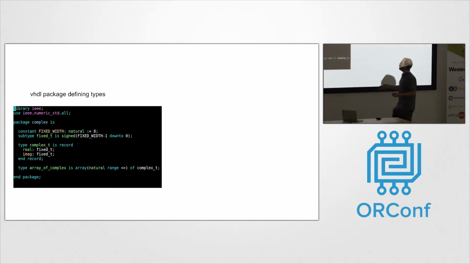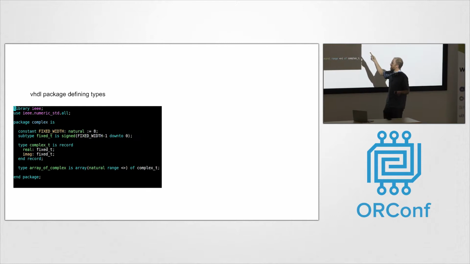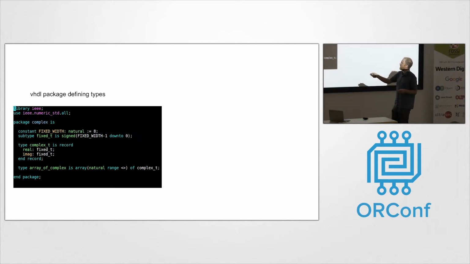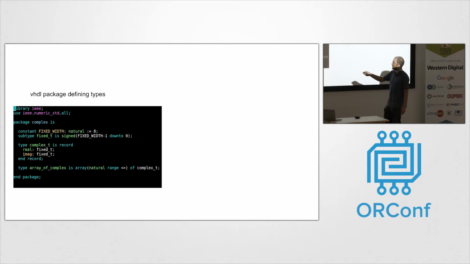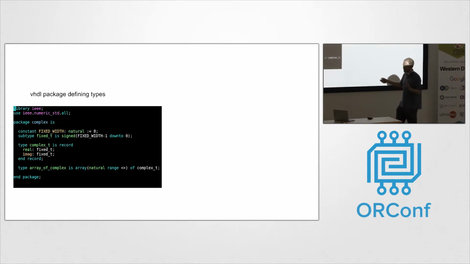Let's say we've got a VHDL type here. We're defining a type for a complex number. So we've got a real part and an imaginary part, and that's some fixed width signed number. And in a real example, we'd probably generate this file and put in some arbitrary number there. And then we've got a type, which is an array of these complex numbers.